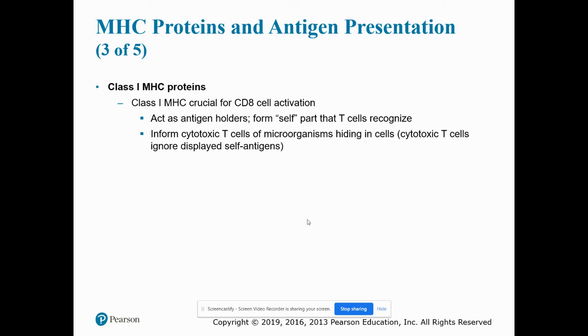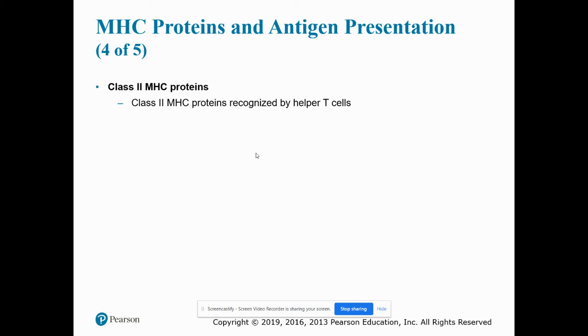Then we also have it informs the cytotoxic T cells of microorganisms hiding in the cells. And the negative selection part comes in, where it ignores the displayed self-antigens. So this part would be positive selection, and this part would be the negative selection. Class 2 MHC proteins are recognized by helper T cells.